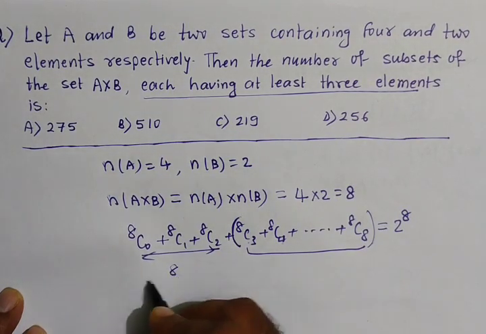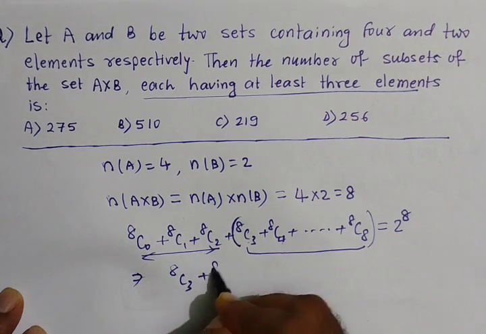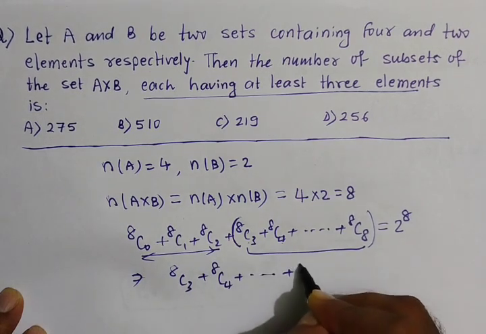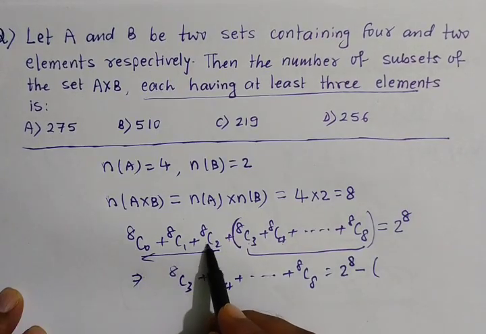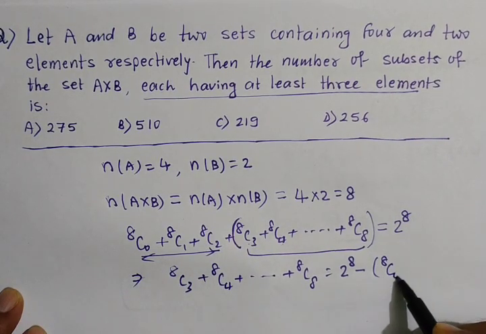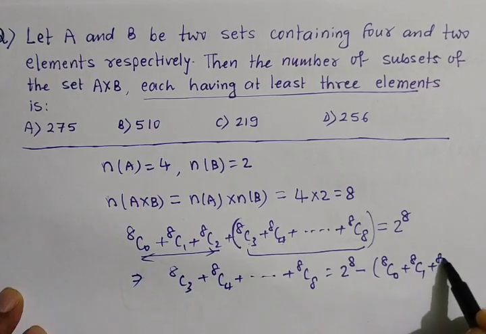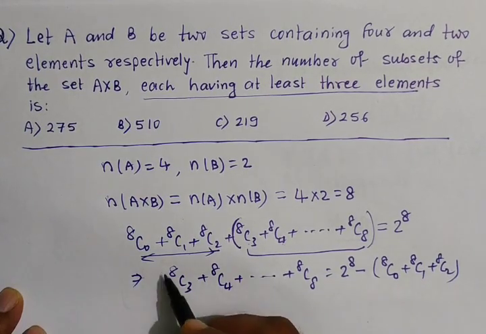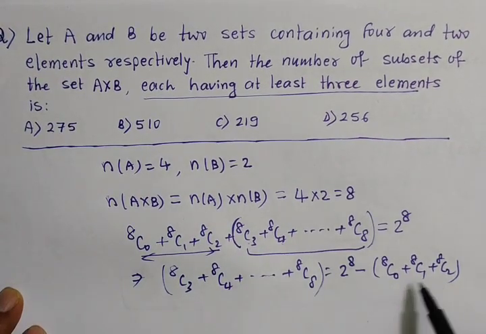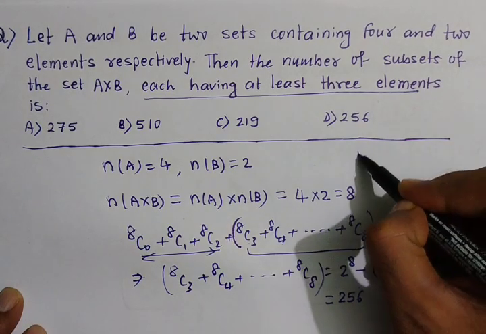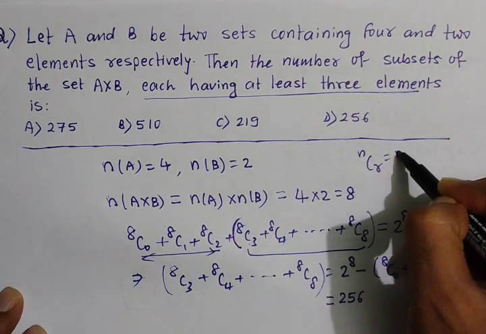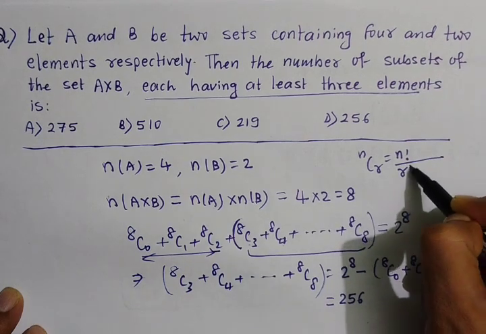So our answer, 8C3 plus 8C4 and so on up to 8C8, is what? 2 power 8 minus, we'll shift all these 3 to the right side, so it will appear like this: 8C0 plus 8C1 plus 8C2. Okay, so this is our answer, but we need to simplify it. You know, 2 power 8 is what? 256.